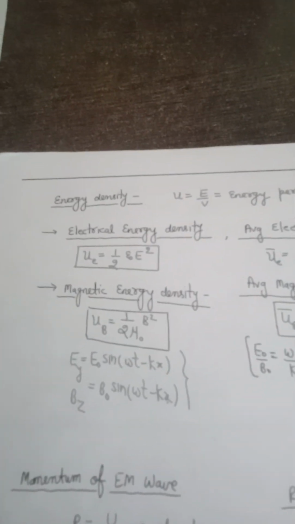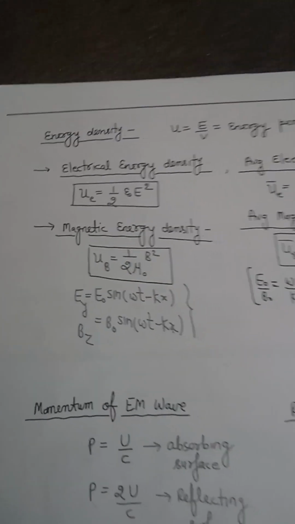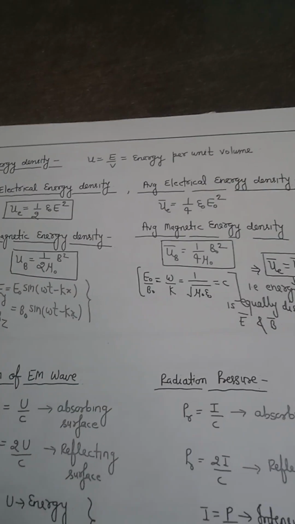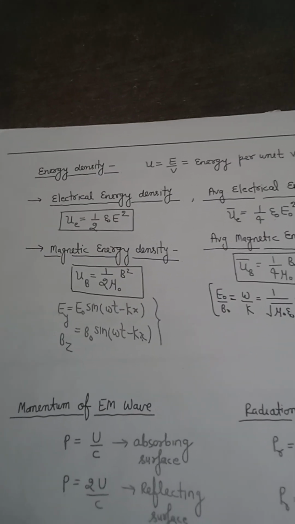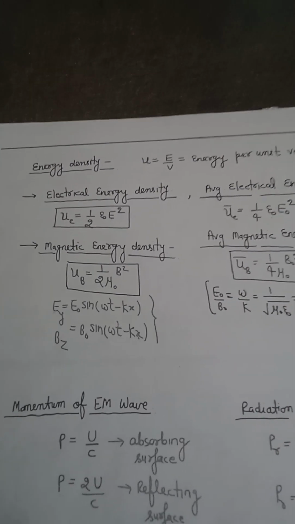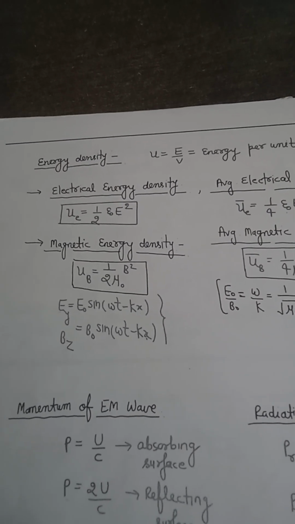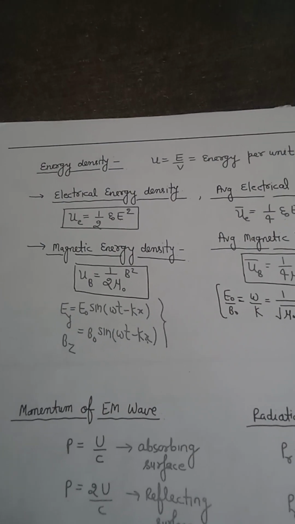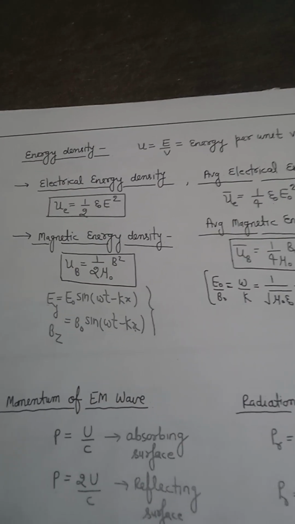So here it is energy density. The energy density U is equal to E upon V, that is energy per unit volume. So electrical energy density U_E is equal to 1/2 ε₀E², and magnetic energy density is equal to U_B = 1/(2μ₀) B².